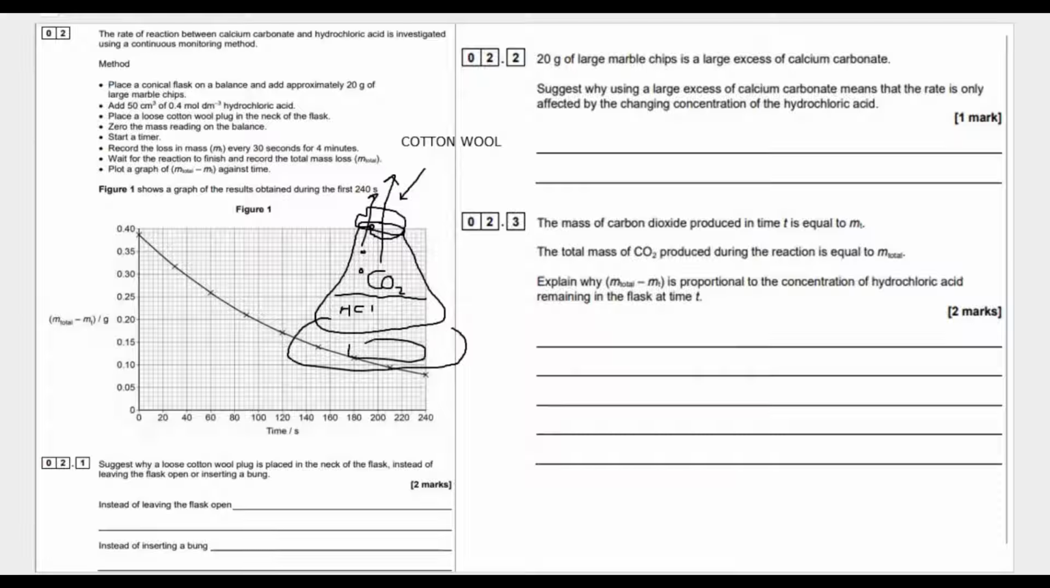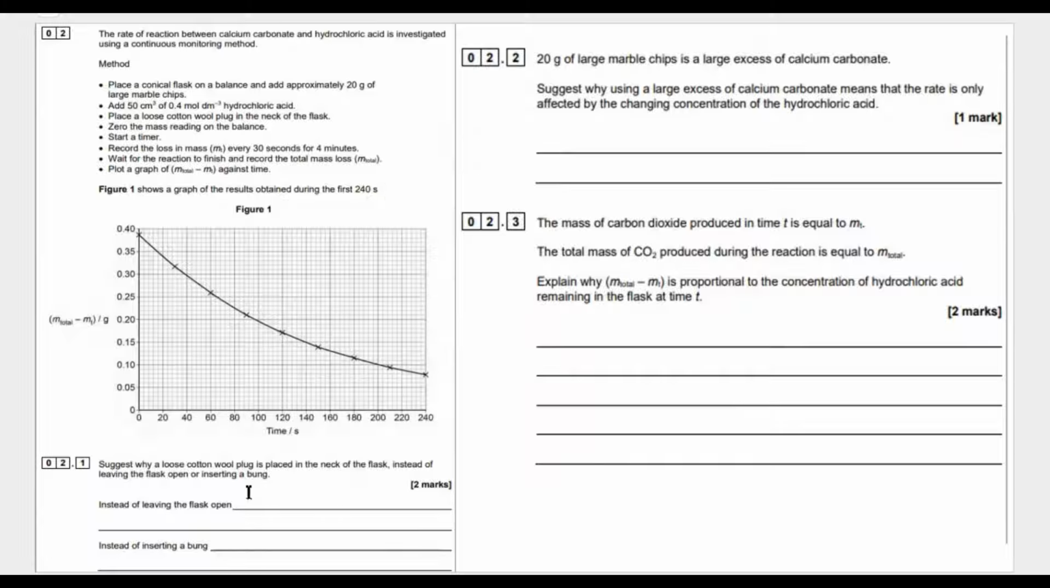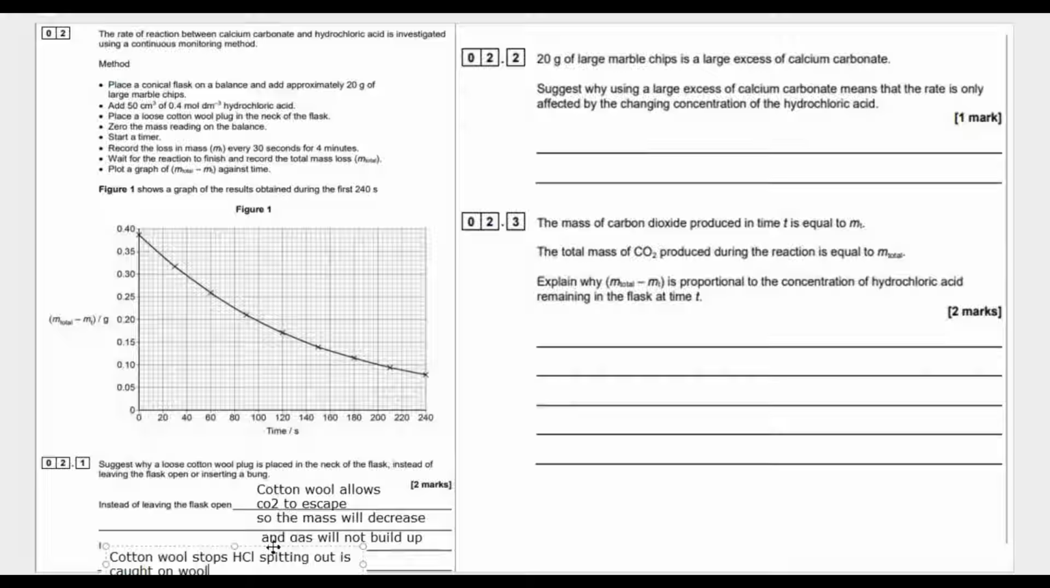Now the HCl is bubbling away in this reaction, and some of it might spit out if you left it open, and that would mess up your recording of the mass loss. By having cotton wool in there, it catches any hydrochloric acid that is spitting out, and that liquid is caught on the cotton wool, so its mass will be included on the scale, because the cotton wool is part of the overall mass. So that's one of the reasons we have cotton wool instead of a bung: to allow carbon dioxide to escape and to prevent hydrochloric acid from spitting out. It might be dangerous if you put your eyeball on the end of it.